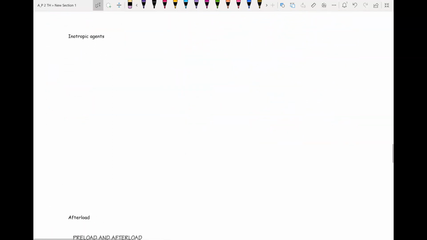Now we'll look at inotropic agents. Inotropic agents are outside factors that are going to alter stroke volume.